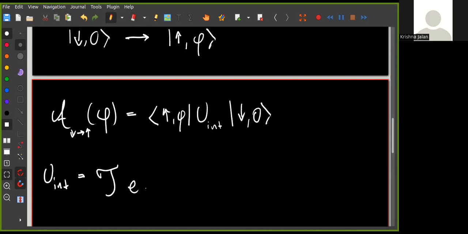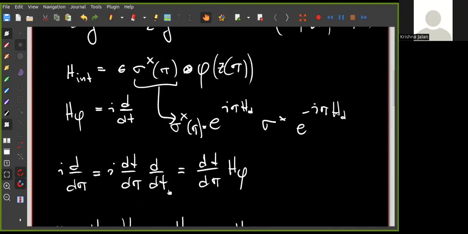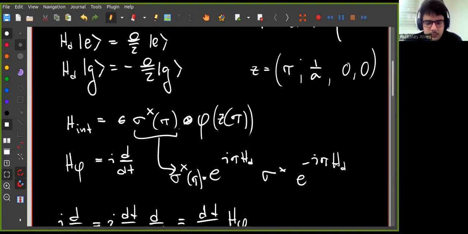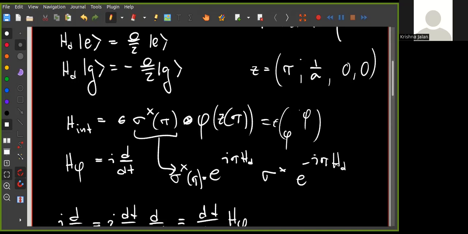Sorry, could you motivate why you chose the form of H interaction to be that particular choice? What was the motivation for the interaction? Because this has roughly the form phi with an epsilon in the front. So what you get is that interaction with the field can flip the state.